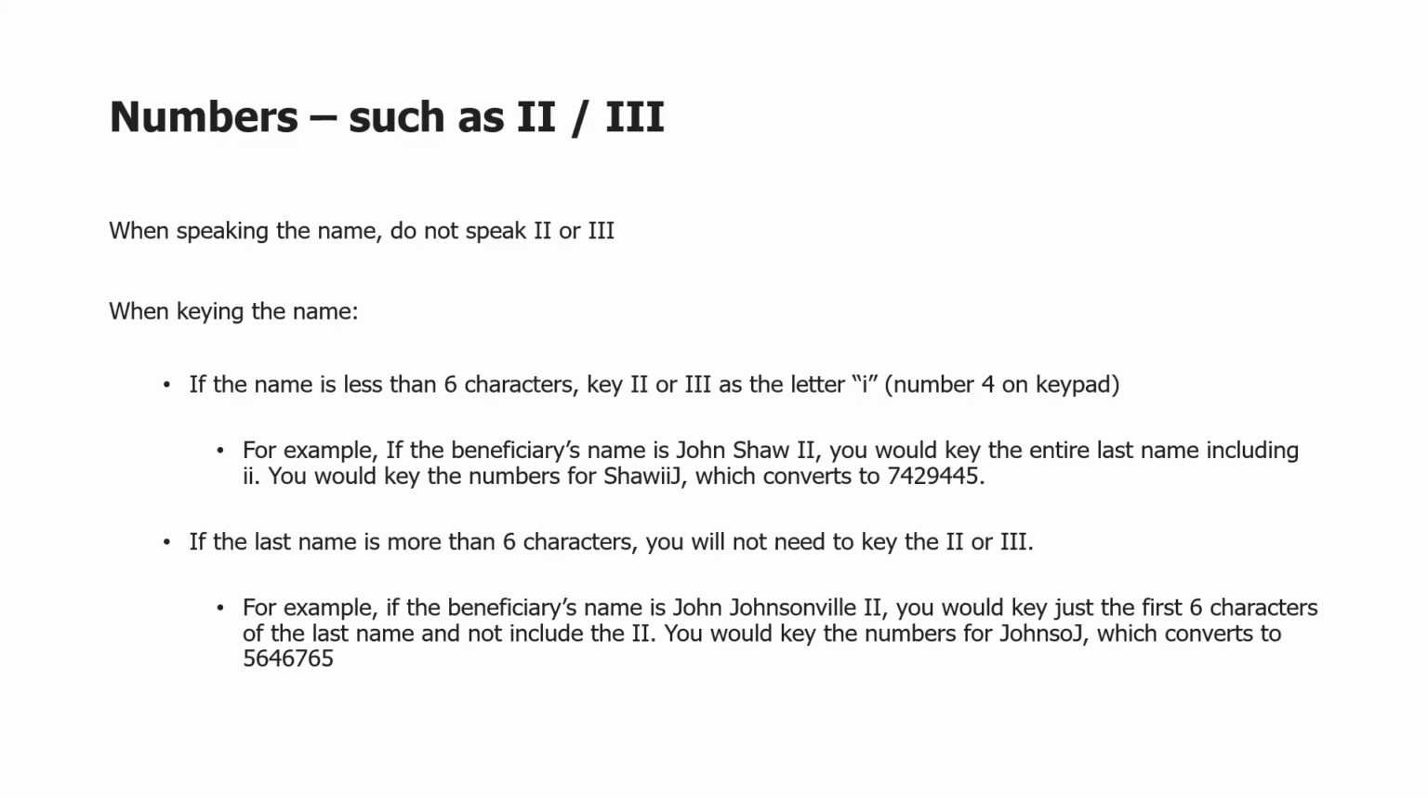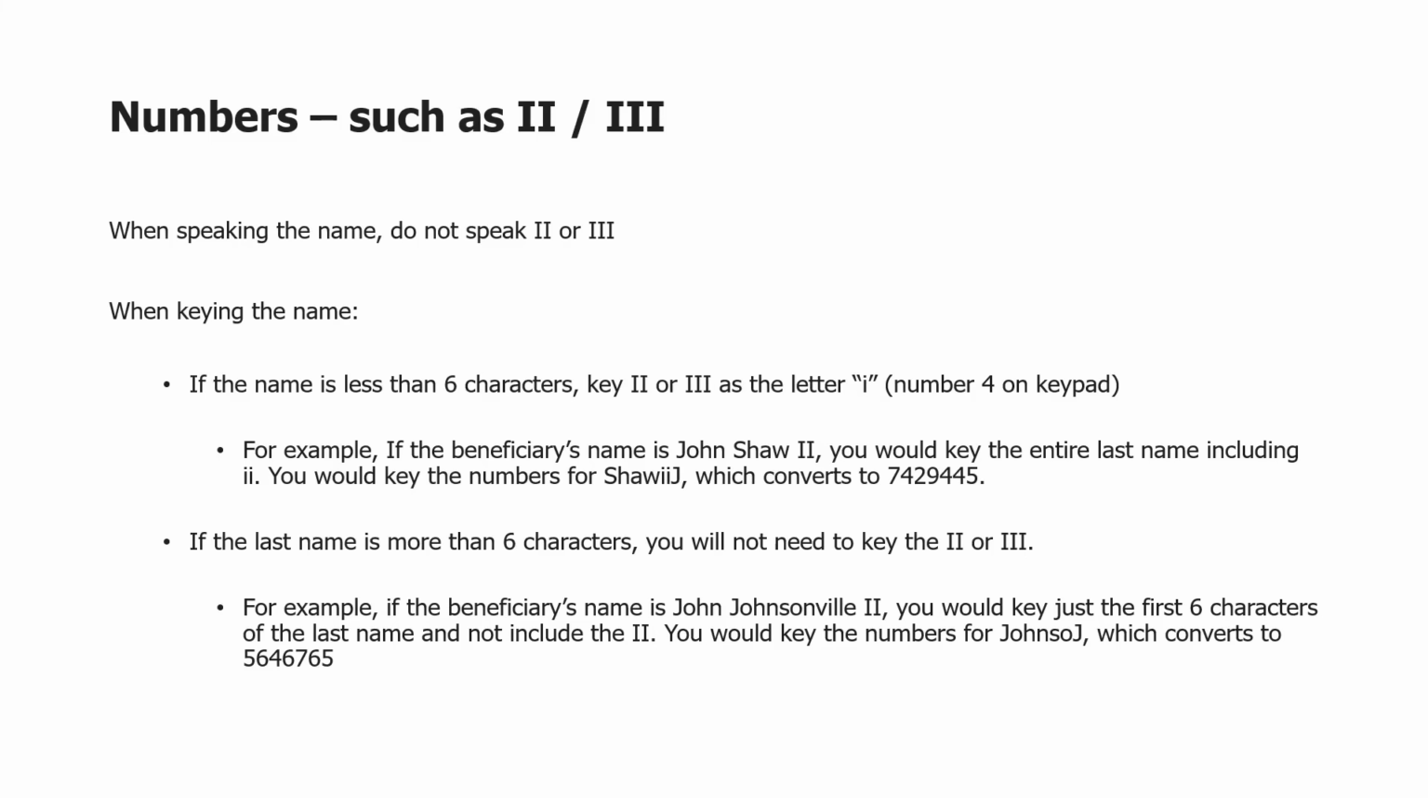if the name is less than 6 characters, key number 2 or 3 as letters I, number key on the keypad. For example, if the beneficiary name is John Shaw 2, you would key the entire last name including 2. You would key the numbers for John Shaw 2, J, which converts to 7429445. If the last name is more than 6 characters, you will not need to key the 2 or 3.